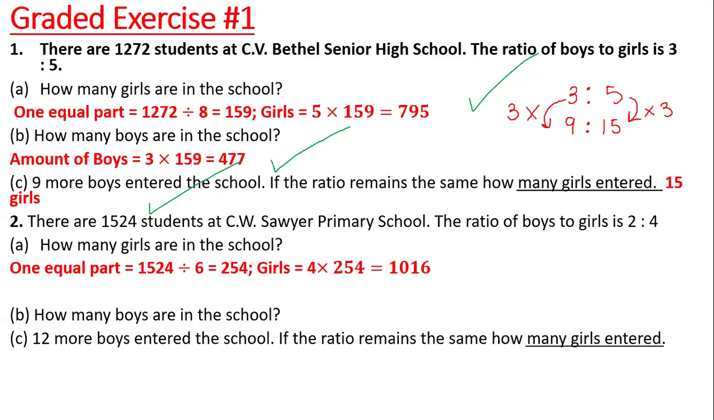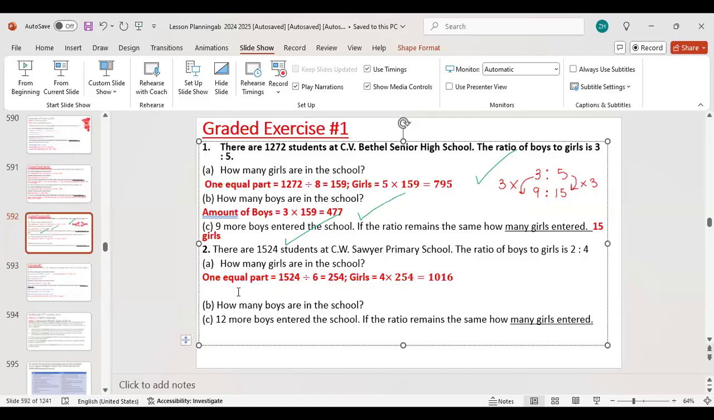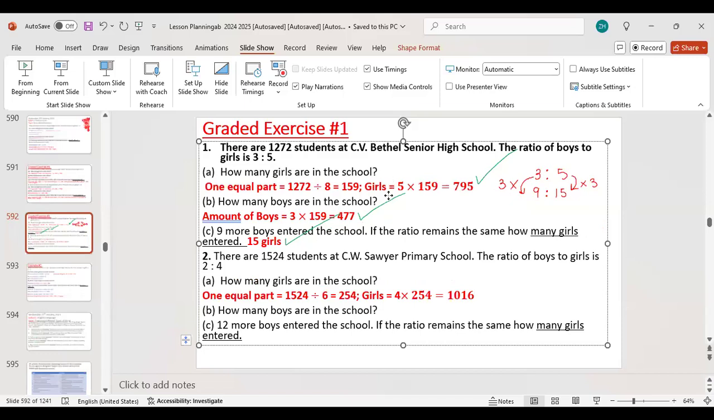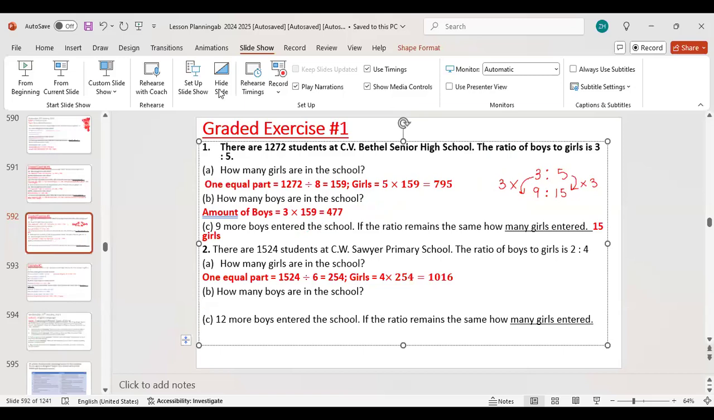Anyone else got 1,016 for this one? Yeah, I did. Good. Okay, so what y'all got for B? How many boys are in the school? What y'all got for B? 508. 508? Yes, sir. Okay, how did you get 508 for that one?